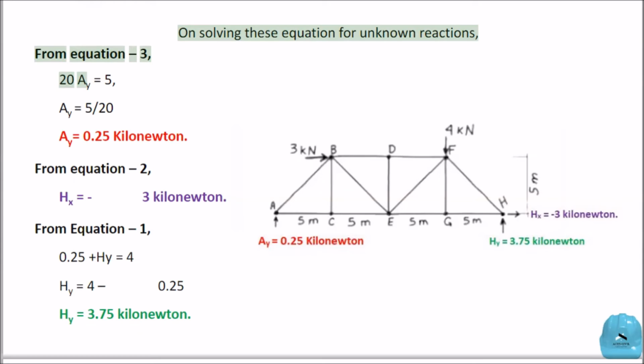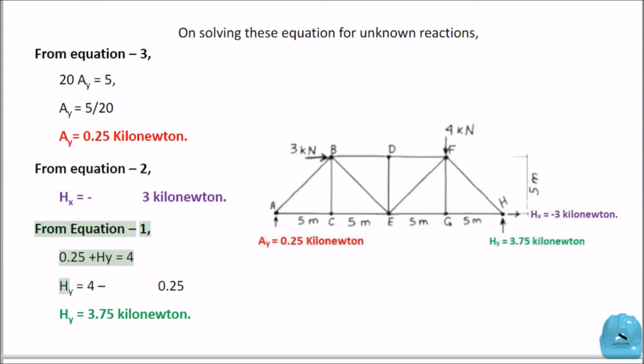On solving these equations for unknown reactions, from equation 3, 20Ay equals 5, Ay equals 5/20, Ay equals 0.25 kilonewton. From equation 2, Hx equals minus 3 kilonewton.